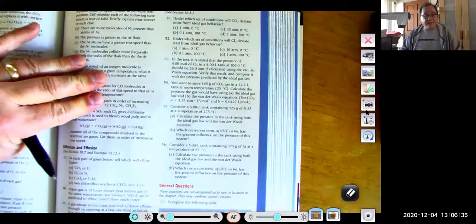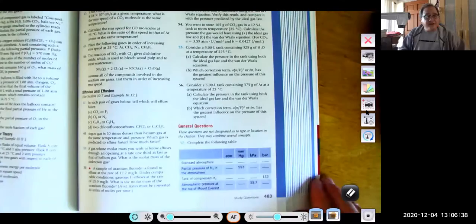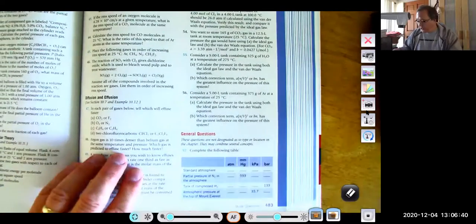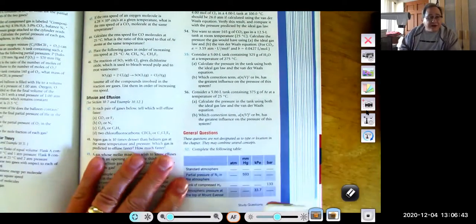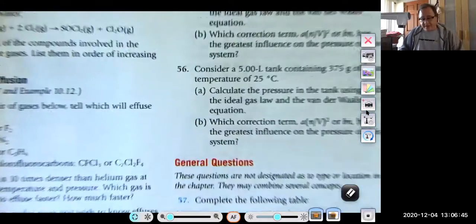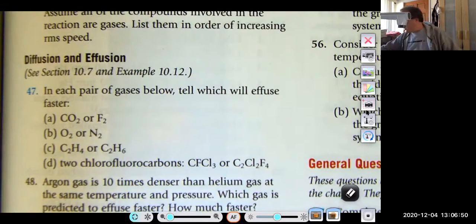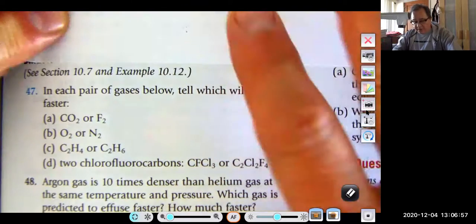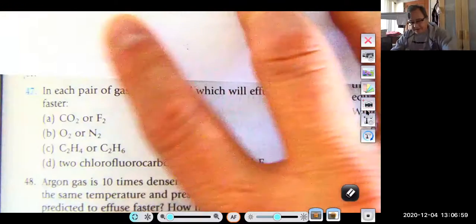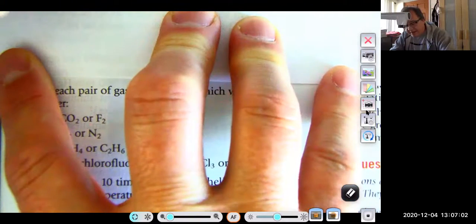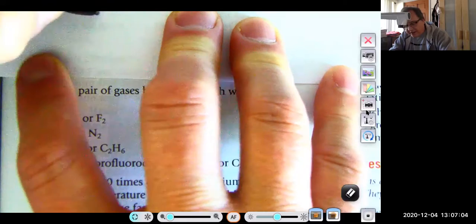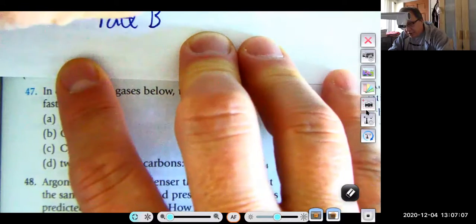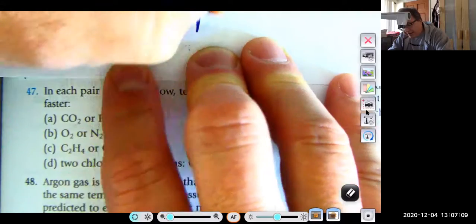So let's start off with 47 because we don't need to do any work for it except in our heads. In each pair of gases below, tell which will effuse faster. Now, remember, the rate of A over the rate of B is equal to the molar mass of B over the molar mass of A, right?